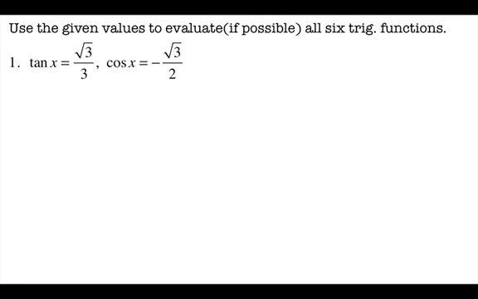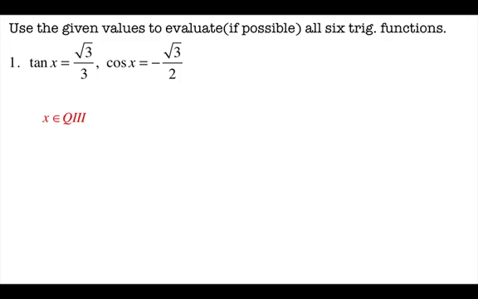It says use the given values to evaluate, if possible, all 6 trig functions. So they give you tangent of x equal to that, cosine of x is equal to that. By looking at this, we have done this before, you should be able to tell me that this little notation symbol means x is an element of quadrant 3, or x is in quadrant 3. So I need to evaluate all 6 trig functions.